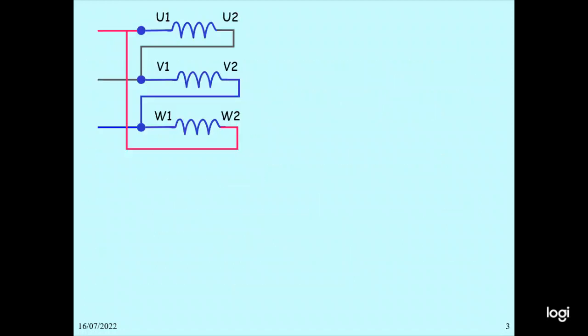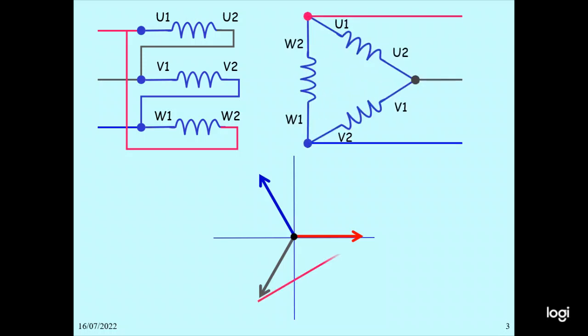So this is a delta connection. In this connection you see U1, U2. So U2 is connected to V1, V2 is connected to W1, W2 is connected to U1, and then connected to the supply. This is a delta connection. So this is the three-phase delta voltage, the red, yellow, and blue voltage, between U1 and U2, V1 and V2, and W1 and W2.